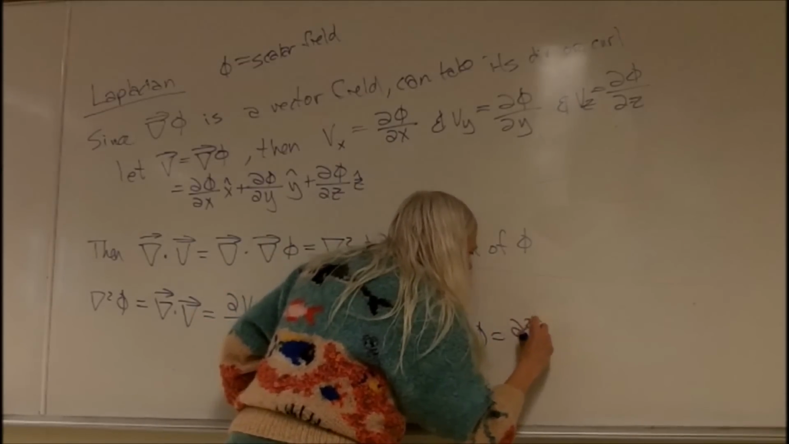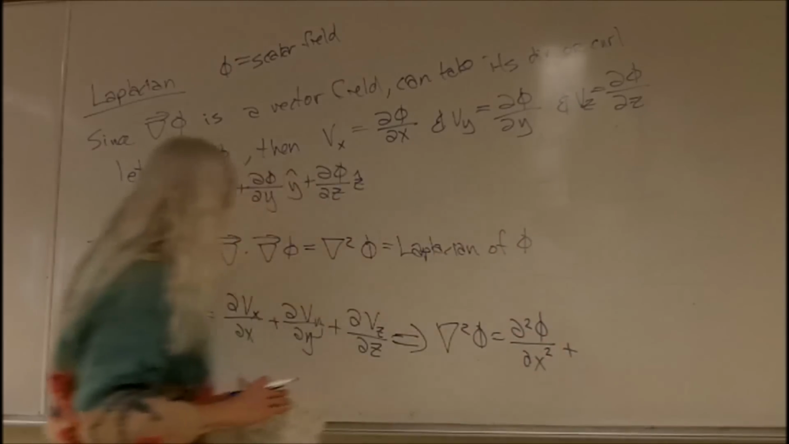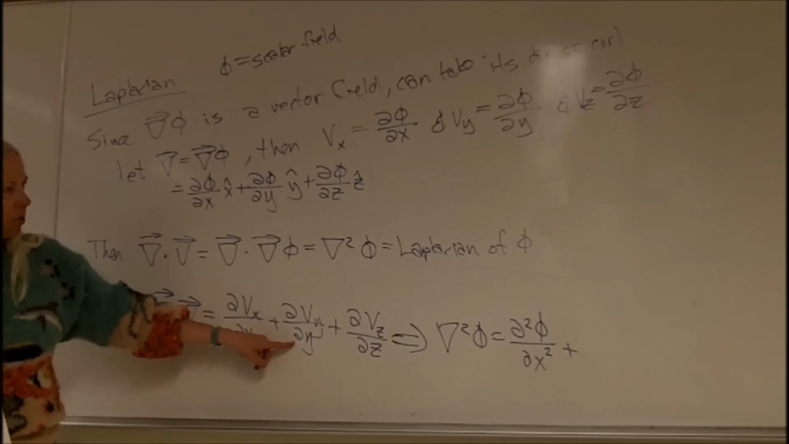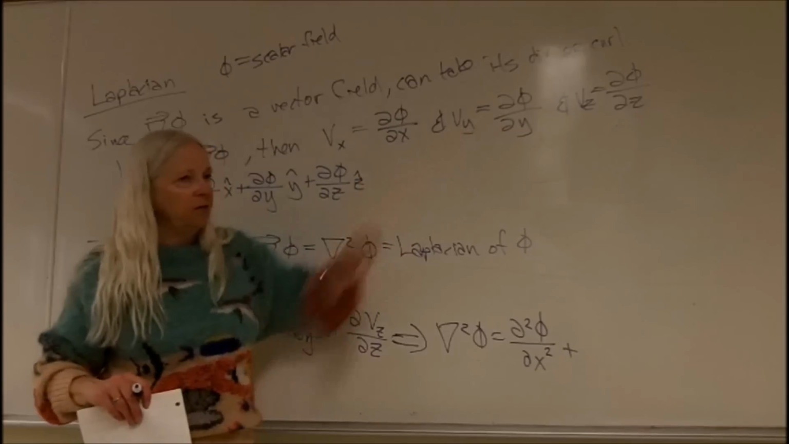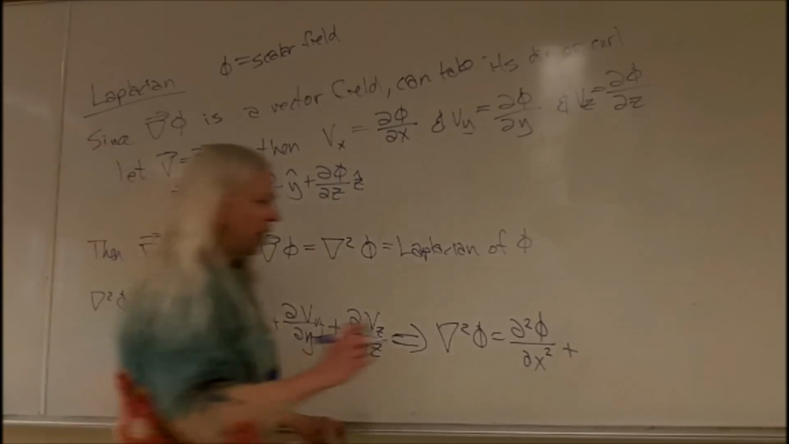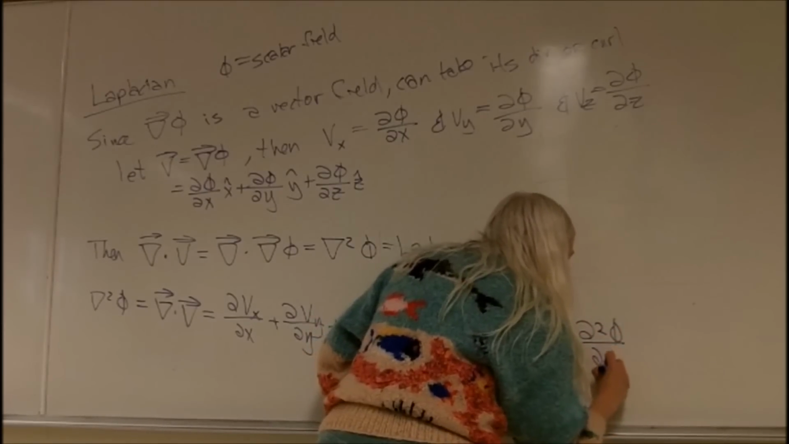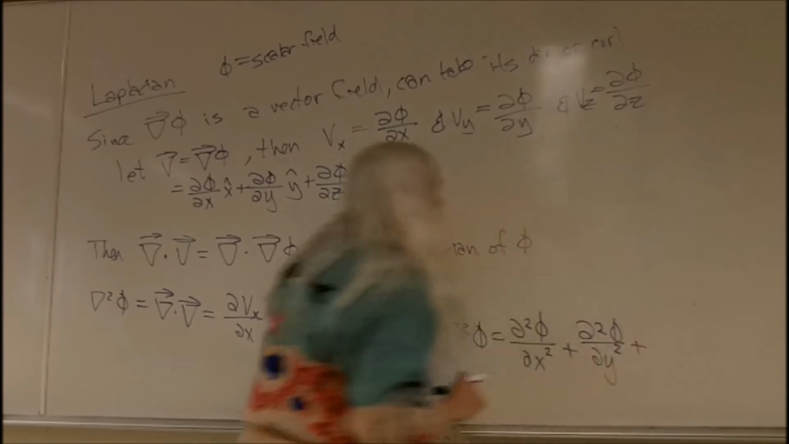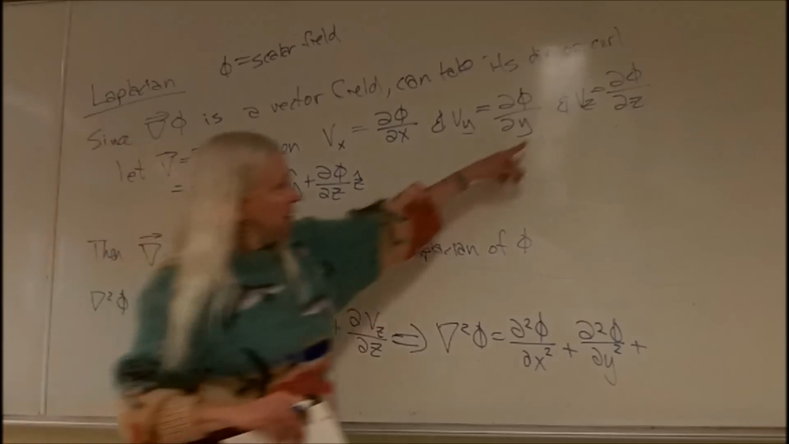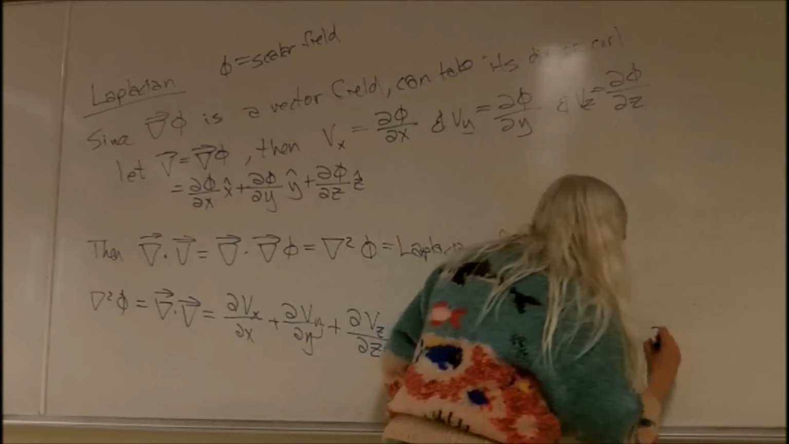That'll give us a second partial derivative of phi with respect to x. And in this next term, we have the derivative of V sub y with respect to y. Well, V sub y was already d phi dy, so we're taking that and differentiating it the second time with respect to y. That'll give us a second derivative of phi with respect to y. And similarly for the derivative of V sub z with respect to z, well, V sub z is already d phi dz. We differentiate one more time with respect to z.